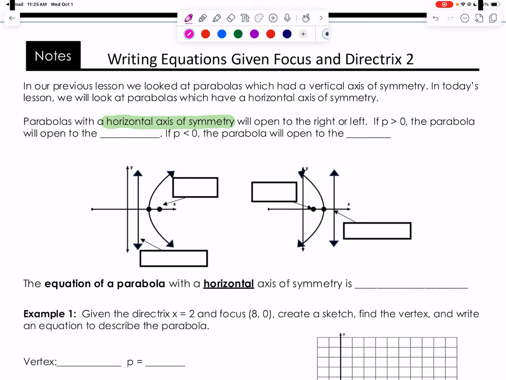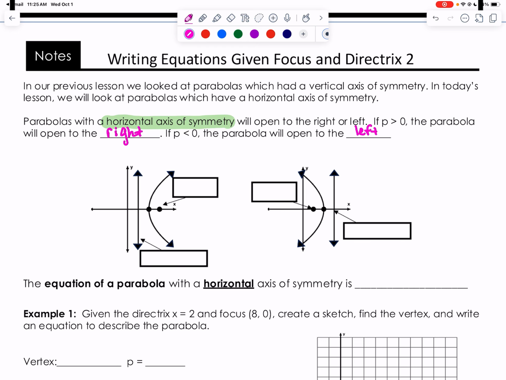They'll open to the right if p is greater than 0, and if p is less than 0, or negative, the parabola will open to the left. Now, in order for parabolas to open to the left or to the right, the value of y must be squared. Now, we'll talk about that more in a minute, but first let's label some images here.